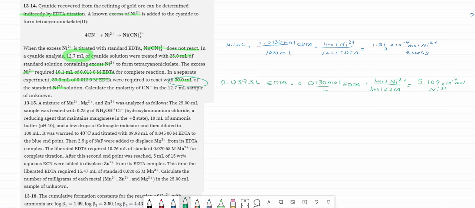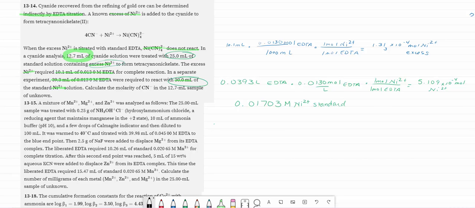So we can figure out the concentration by dividing that by the 30 milliliter sample, 0.03, because we need it in liters for molarity. So I get 0.01703, those are just all of the digits I get, capital M molar of nickel in the standard solution. So now we can go back to this 25 milliliters of the standard solution of excess nickel. We know the concentration, we know the volume.